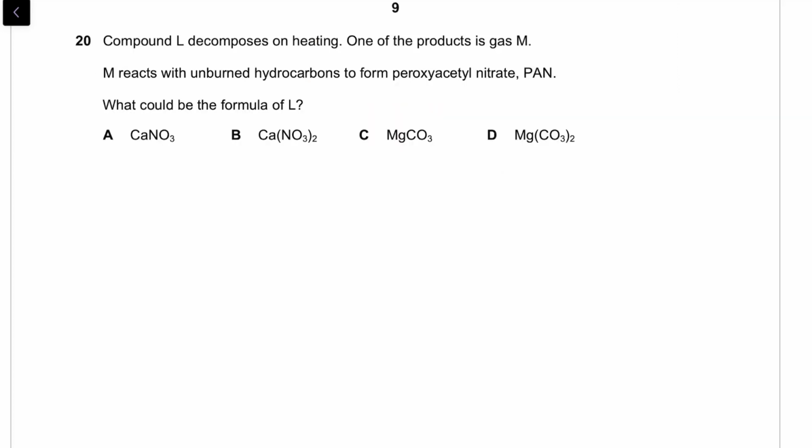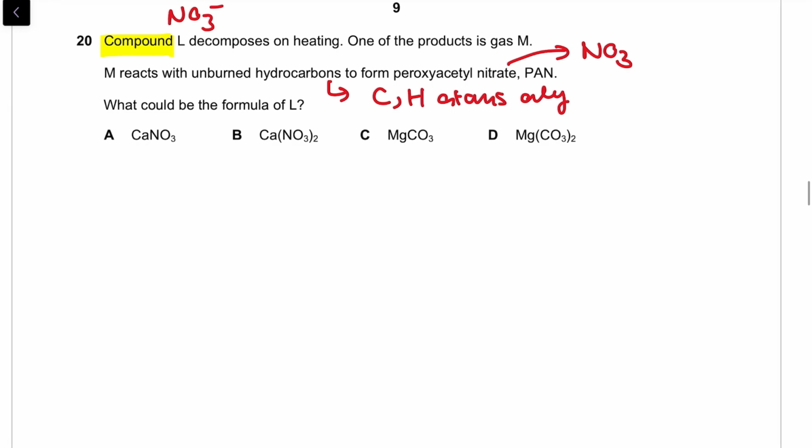Question number 20. Compound L decomposes on heating. One of the products is gas M. M reacts with unburned hydrocarbons to form peroxyacetyl nitrate, PAN. What could be the formula of L? So hydrocarbons consist of C and H atoms only, and we know that M has reacted to produce something that contains nitrate. So we're going to presume that compound L actually contains nitrate ions for it to be able to end up in PAN. So that means we can cross off C and D.